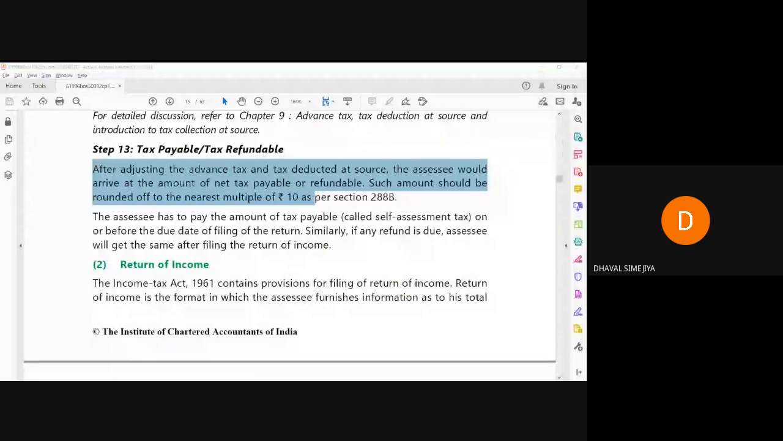What does that mean? If my tax payable is 21,595 rupees, then it will be rounded off to 21,600 rupees as per section 288B. Let's say my total tax payable is 21,592 rupees. Then it will be rounded off to, sorry, 21,590 rupees. Yes. Clear?